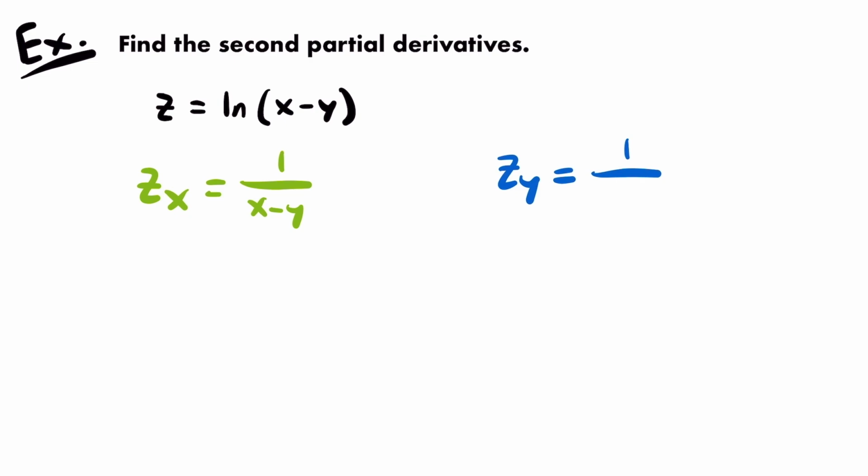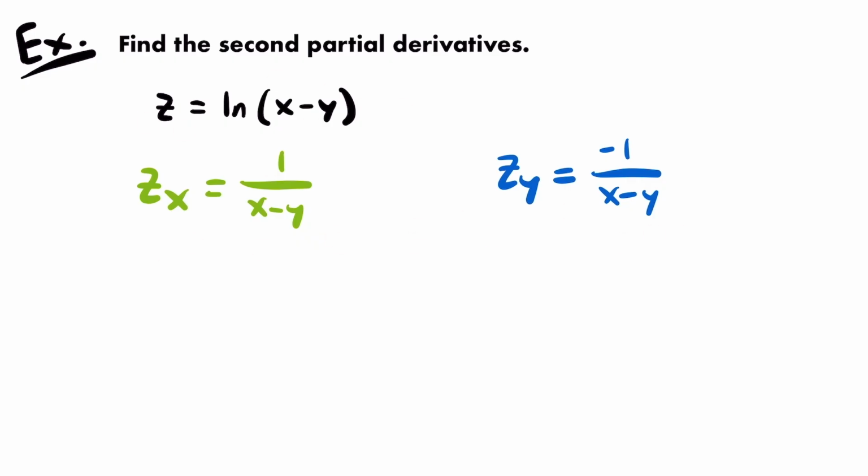We still have 1 divided by x minus y, but now we're multiplying by the derivative of x minus y with respect to y. So the derivative of x would be 0, because x is a constant with respect to y, and the derivative of negative y would be negative 1. So we're multiplying by negative 1, which you could simplify by just multiplying negative 1 into the numerator, and you'd have negative 1 divided by x minus y. Okay, and so with that, we have the first partial derivatives of this multivariable function.